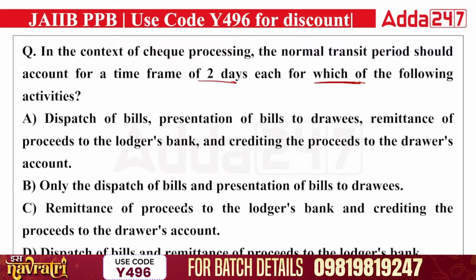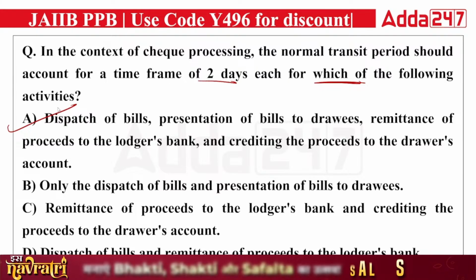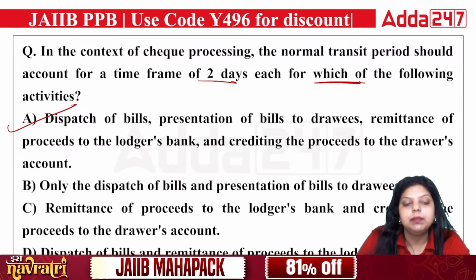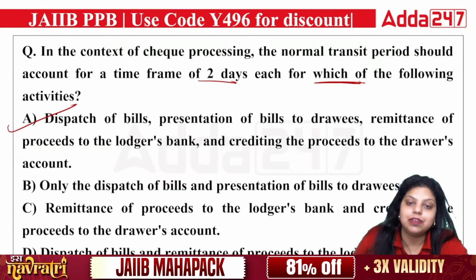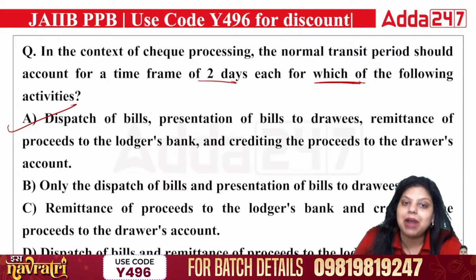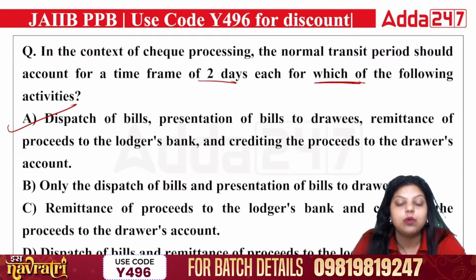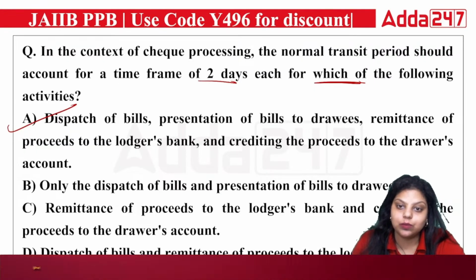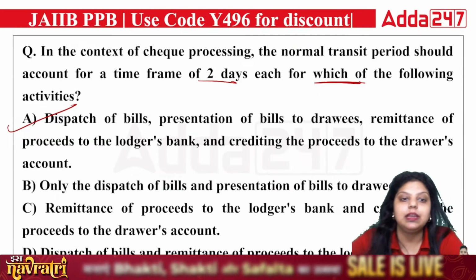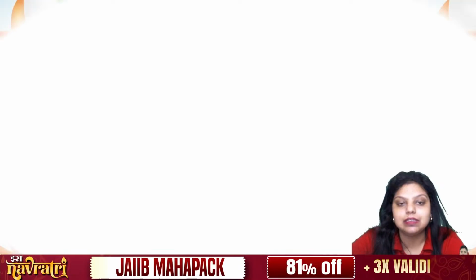So 2 days will be given for every activity here. For statement A will be correct. Option A will be correct. Dispatch of bills, presentation of bills to the drawees, remittance of proceed to the lodger's bank and crediting the proceed to the drawer's account. That's the correct one. Okay. So now that's all for today. Let's see, answer is A.